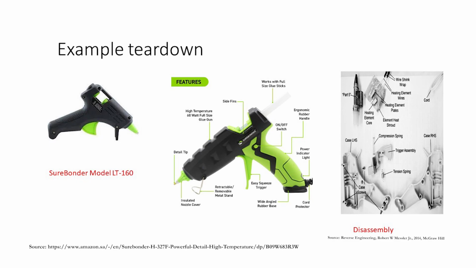You can tear it down, and all the individual components will then be evident to you. So, you will know what springs are in there. What is the shape of the trigger assembly? There are two springs, a tension spring and a compression spring. There is a cord, there are some heating plates, some wires, some screws, etc.